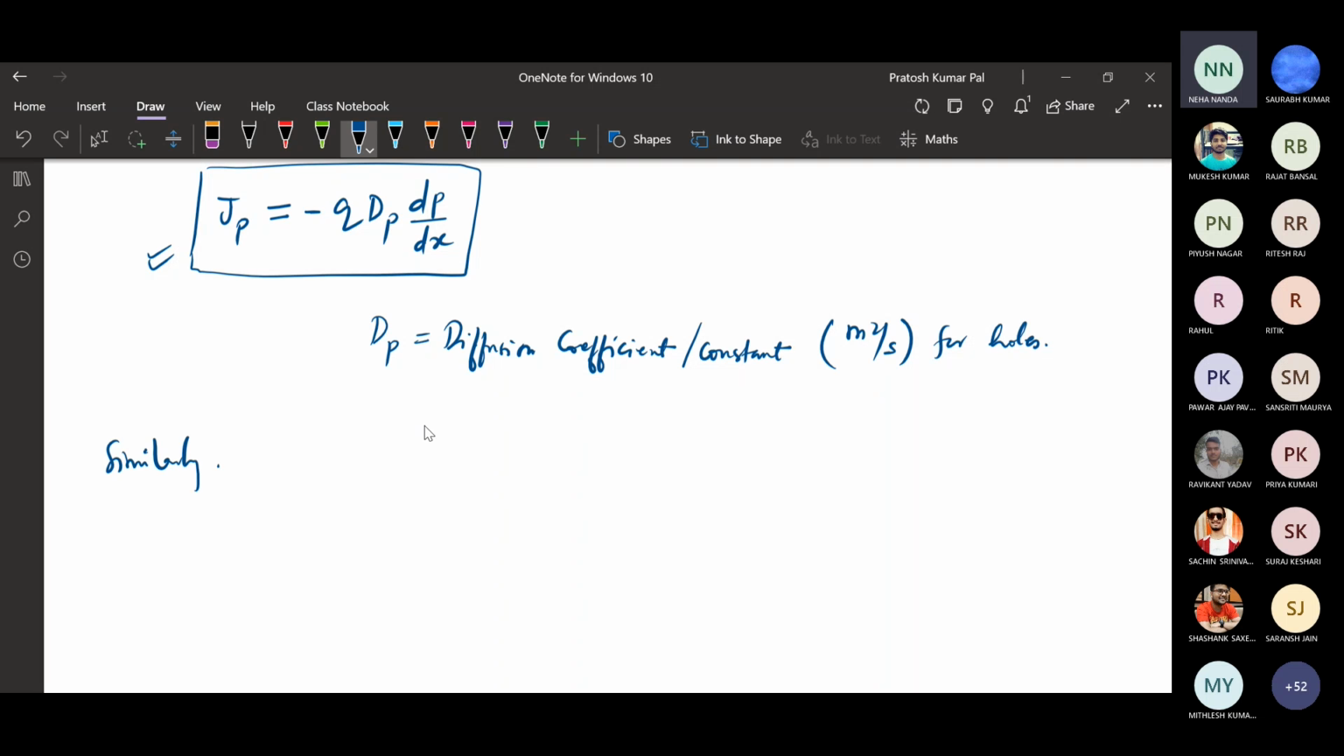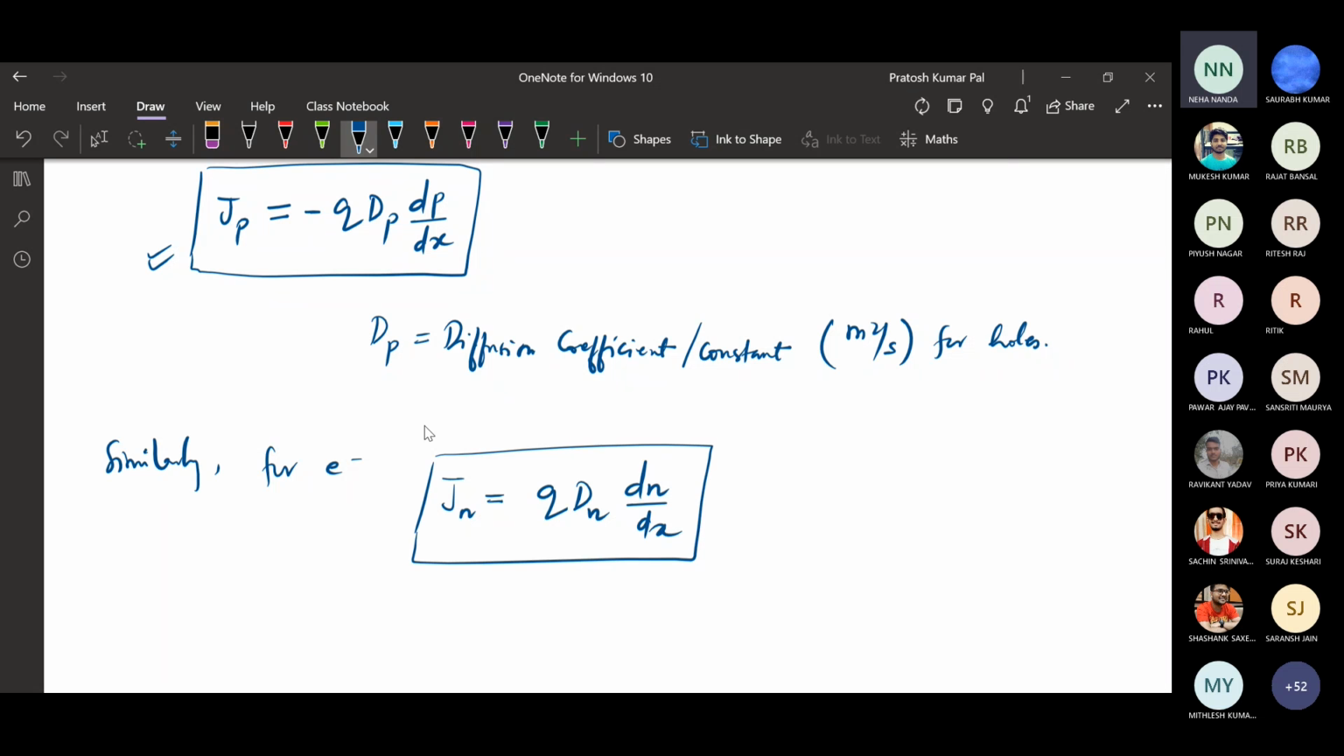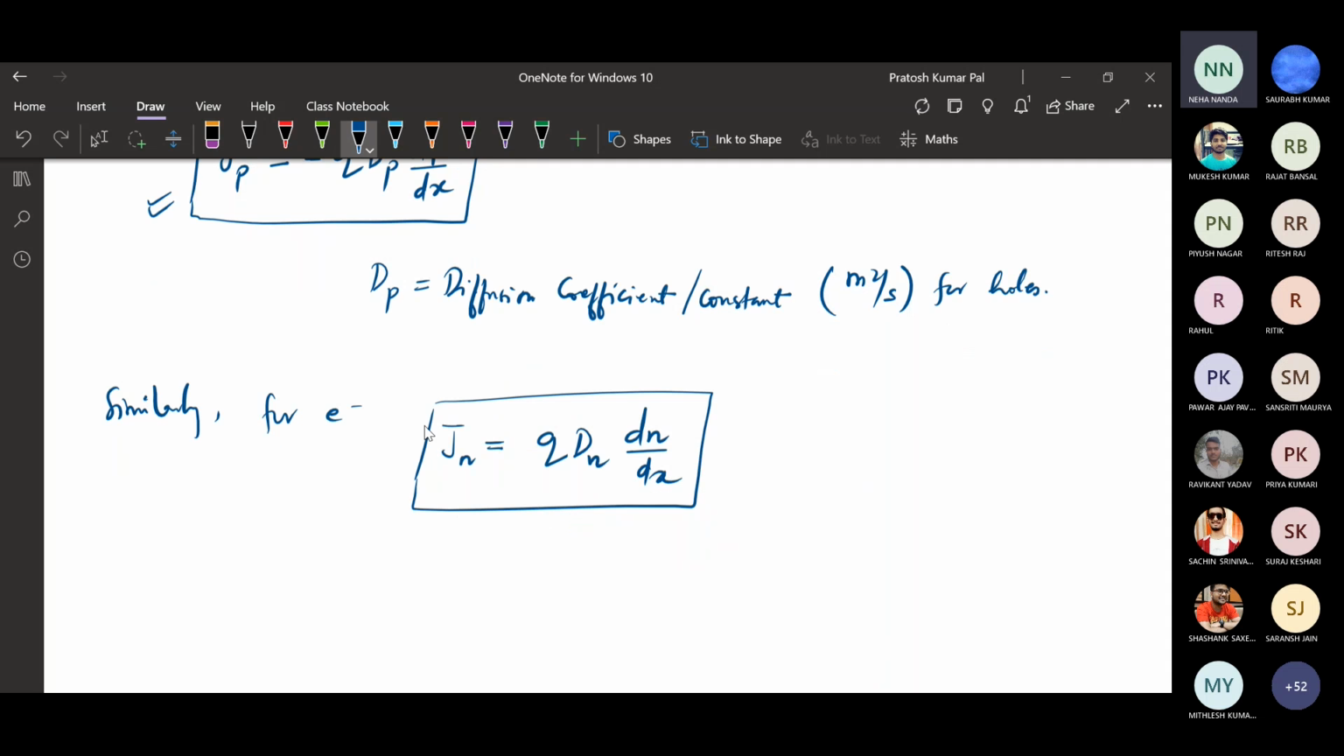Similarly, for electrons, the current density in case of electrons, that is Jn, can be represented by q dn by dx. This is the case of electrons as the carrier going through the diffusion process.